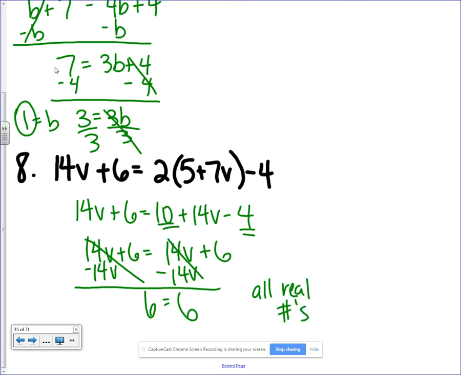Any number you can think of to plug in there for v will make the left-hand side equal the right side. Let's try it. What if I say v is 0? If I put a v as 0 right here, that side is going to be 6. If I put a v as 0 right here, let's see here, that will be 7 times 0 is 0, plus 5 is 5, times 2 is 10, minus 4 is 6. So I do get 6 equals 6. You'll notice it works, okay? This has all real numbers as a solution.